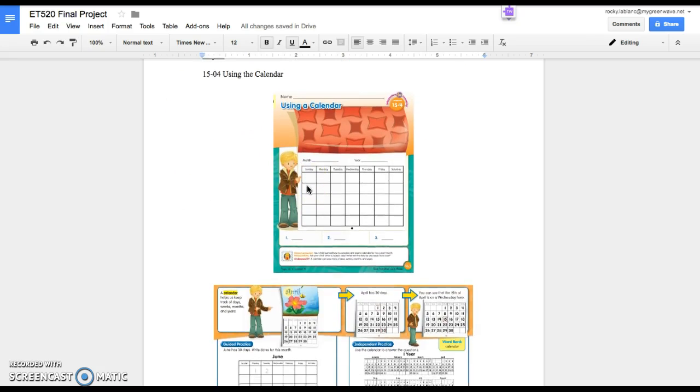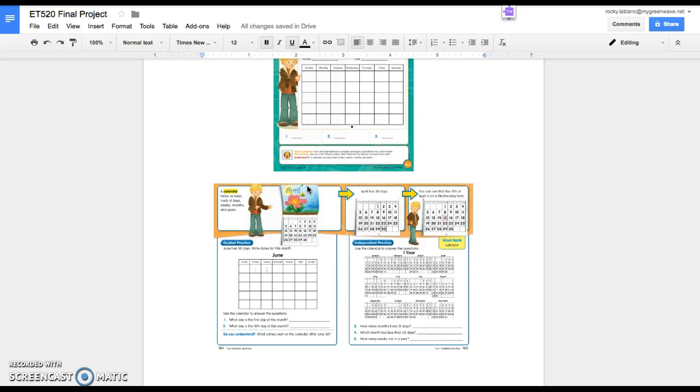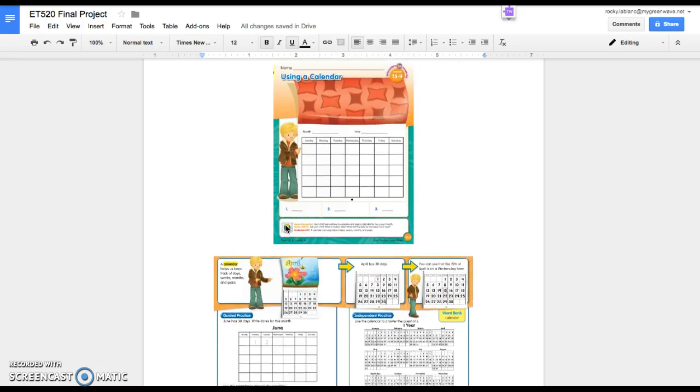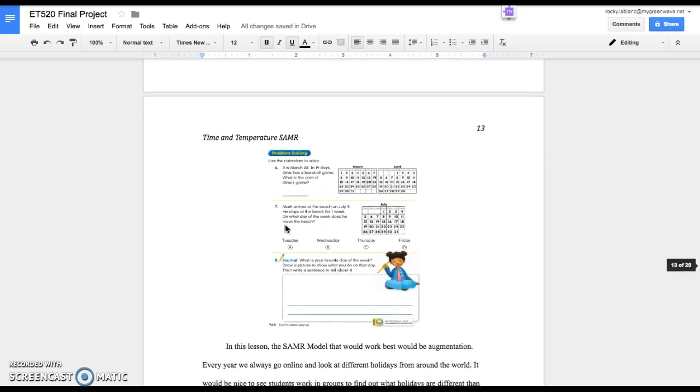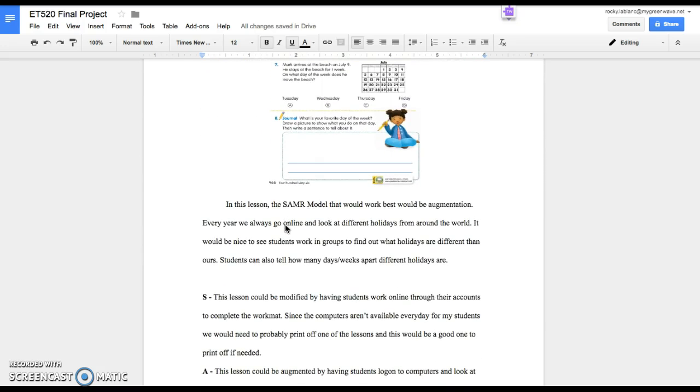Day 4, using the calendar, 15-4. Students get a regular calendar like this, but it usually is not the calendar for the year that we're doing. It's previous years, so this would be a good one to substitute and get rid of, so they can substitute by going online, working on their WorkMet. They could probably print it off.